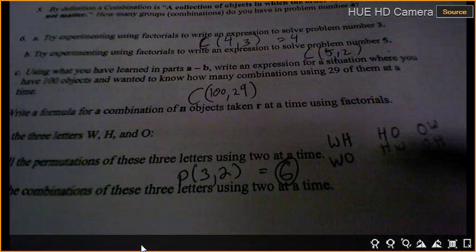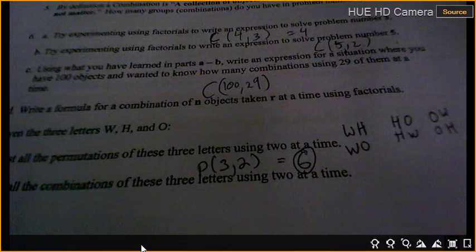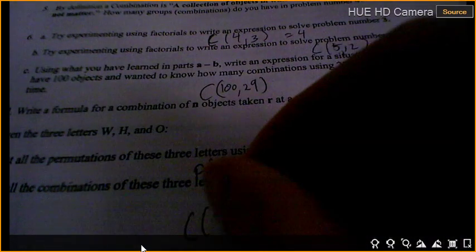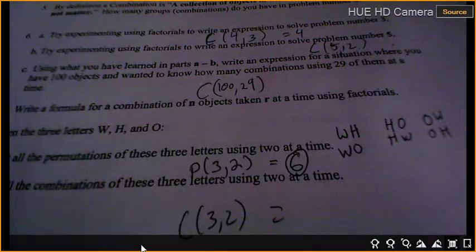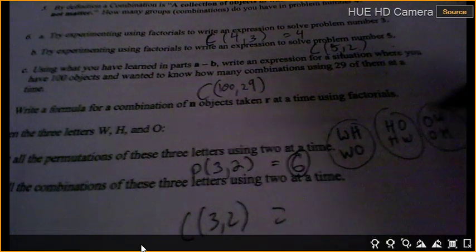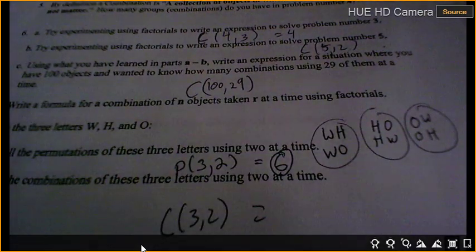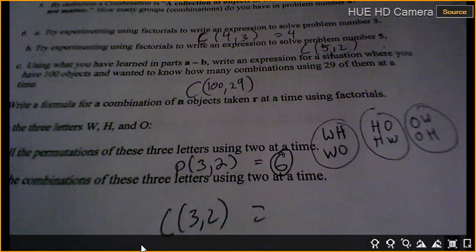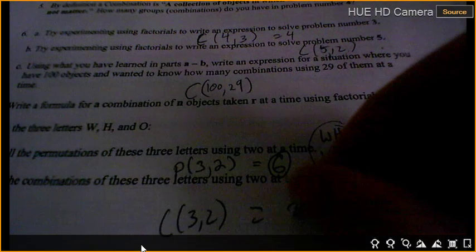Yep, because order mattered. The next one said combination. How many combinations are there? So I'm going to say combination 3, 2. And how many do you guys guess it's going to be? How many combinations are there up there? 1, 2, 3. Because there's 3 groups, right? So I hit menu. Yes. 3, and I put 3, 2, and I should have 3 is my answer, correct.